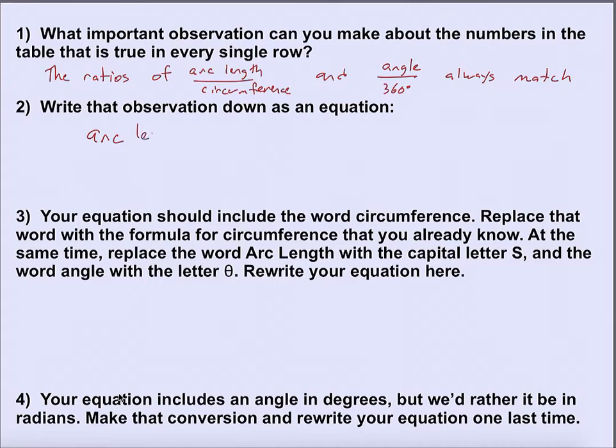Arc length over circumference equals the angle, which we can actually call the central angle, over 360 degrees. And you might be thinking, well, we don't usually put whole words into equations. And you're right, so let's fix that. We don't need to use the word circumference because we have a formula for what circumference equals. Circumference is equal to 2 pi r.